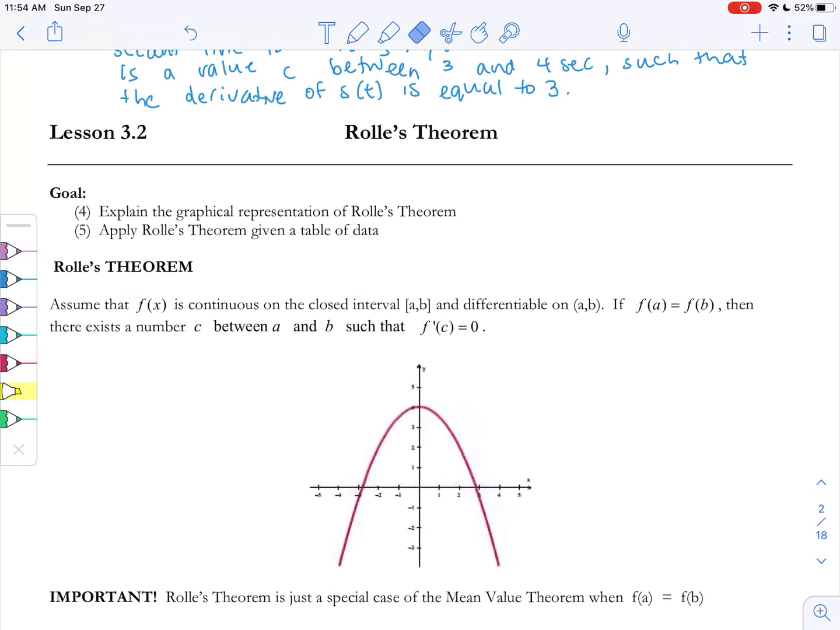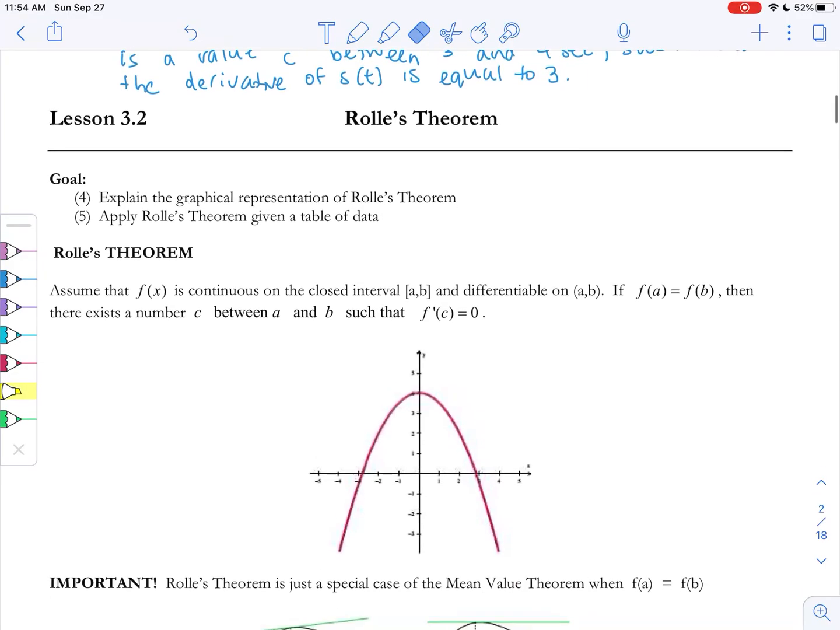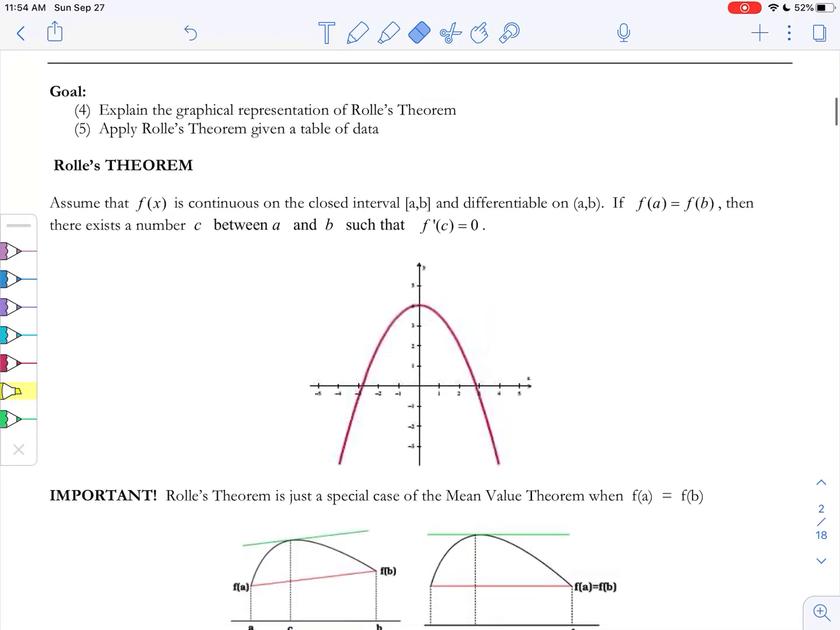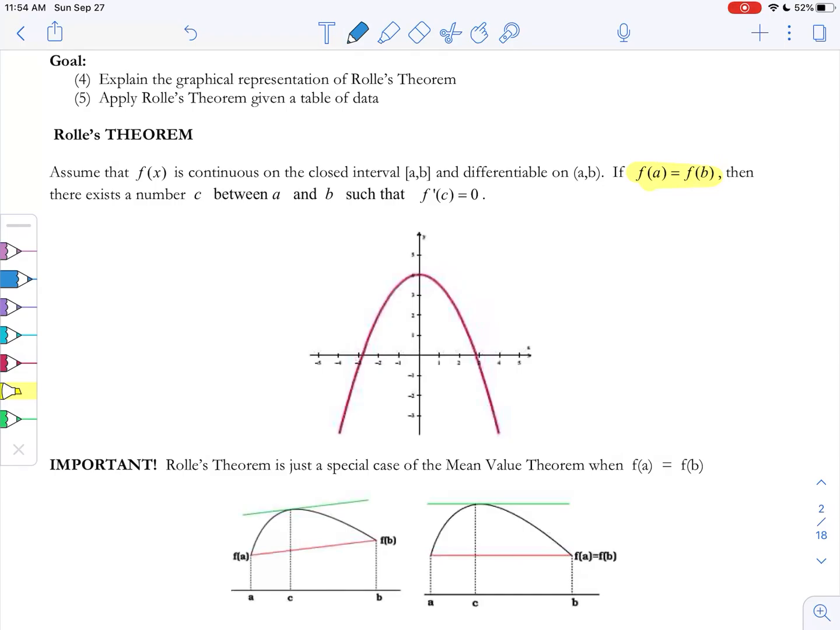With Rolle's theorem, you have a special case of the mean value theorem where f of a is equal to f of b. So we want to ask ourselves what happens when f of a is equal to f of b. If you find the slope of the secant line between two points in which the two y values are equal to each other, because that's what f of a equals f of b means, then essentially you have 0 on top of your fraction. And so our guarantee is that f prime of c is actually equal to 0.